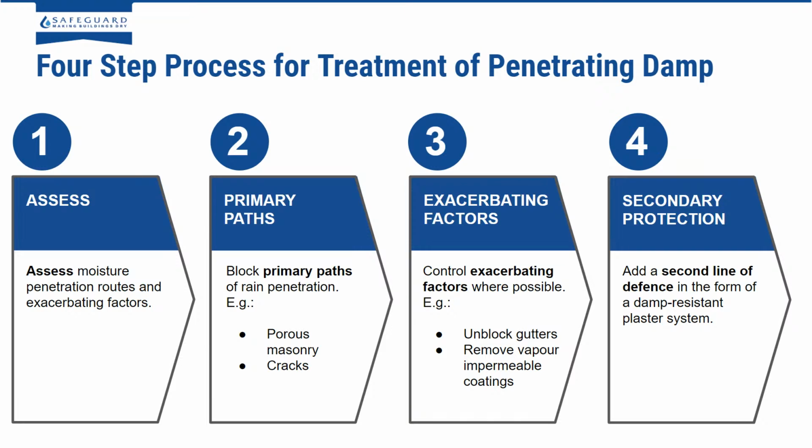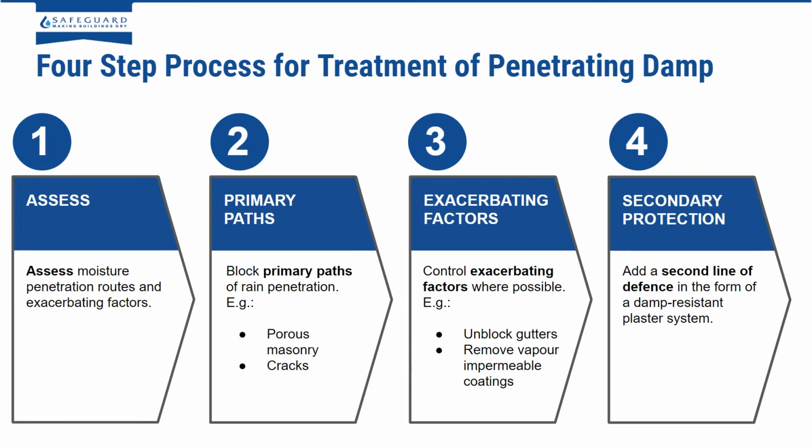In terms of fixing penetrating damp, a good way is to follow a four-step process. The first step is to assess the amount of moisture in the property, looking for where the moisture is getting in and effectively doing a survey of the property. The second step is to look for these primary paths of moisture and treat them. This is where you would fix any cracks in the wall or do any repointing work, and then fix any porous masonry by applying a brick cream such as Storm Dry.